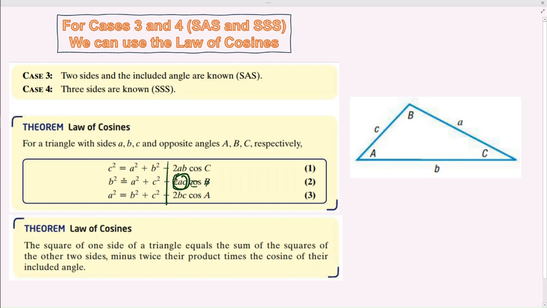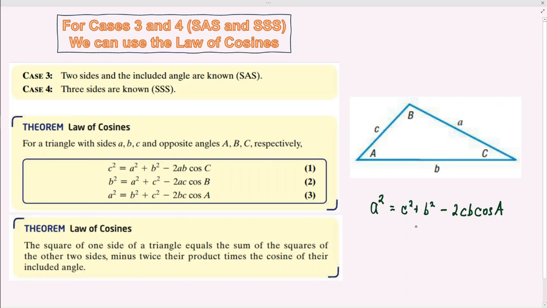Double their product times the cosine of the angle that's associated with the side on the left side of the equation. So if I wanted to build that from scratch, and we're starting with A, I'm going to take A and square it, and I know that equals the sum of the squares of the other sides, so C squared plus B squared, and then minus twice the product of C and B times the cosine of capital A.